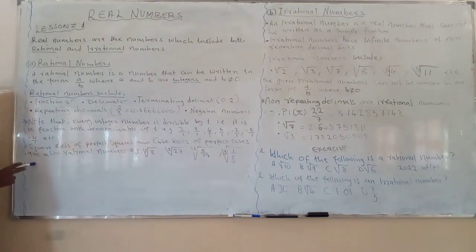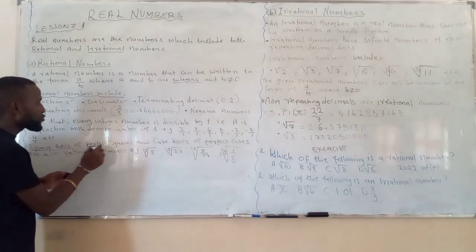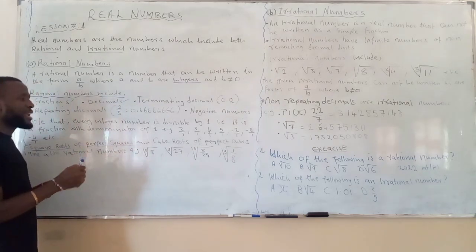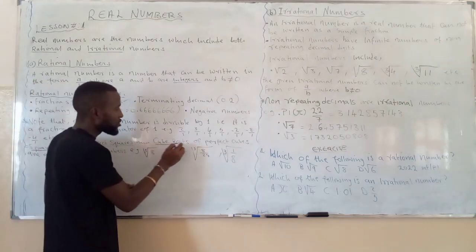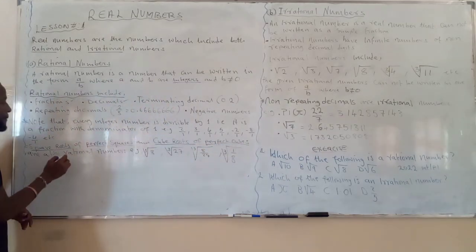Now, another thing you should keep in mind is that square roots of perfect squares and cube roots of perfect cubes are rational numbers.